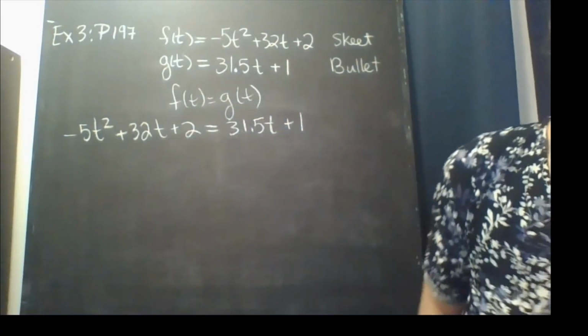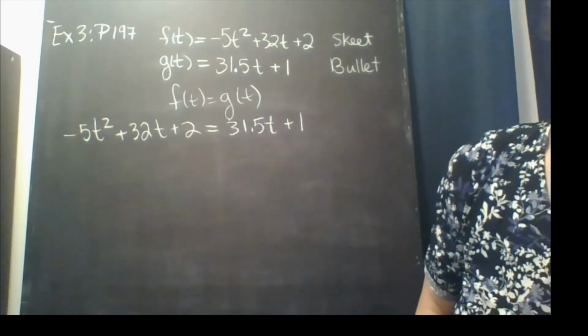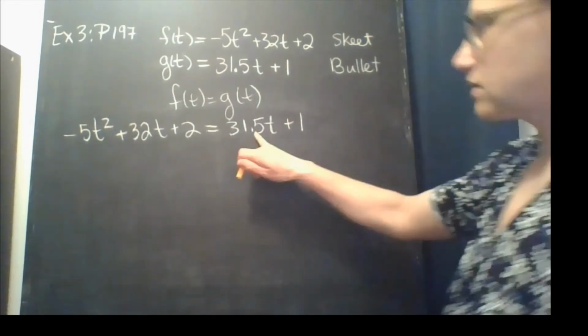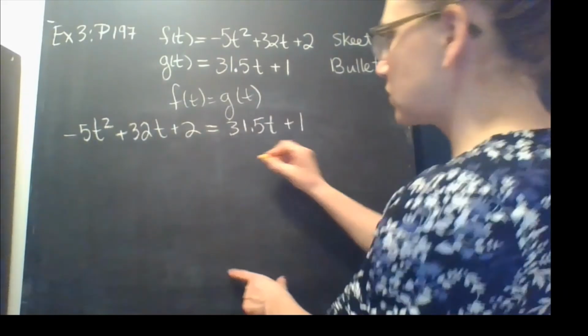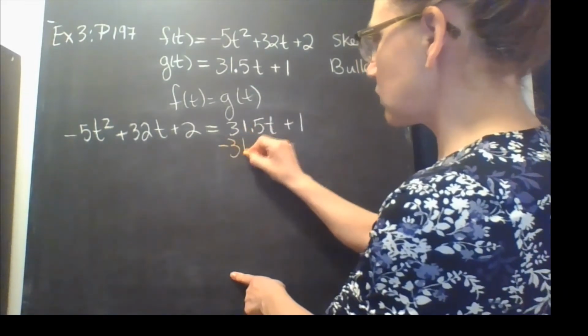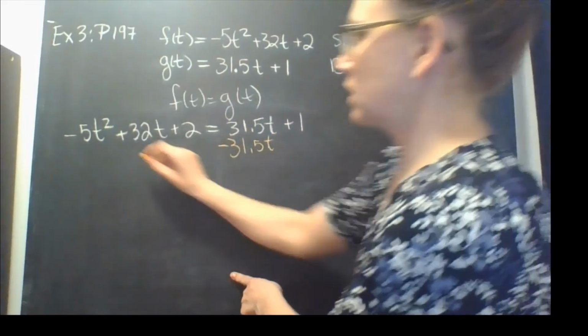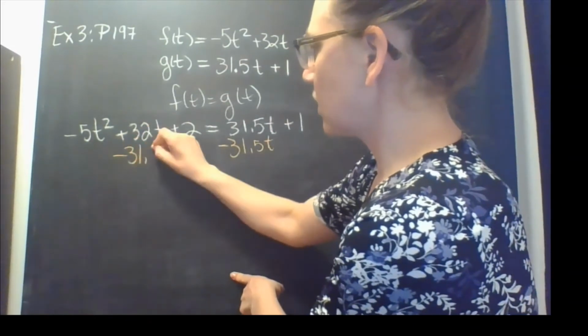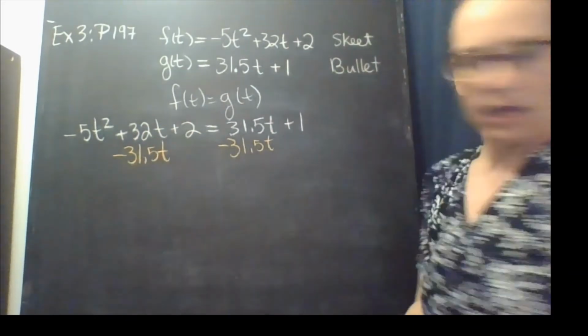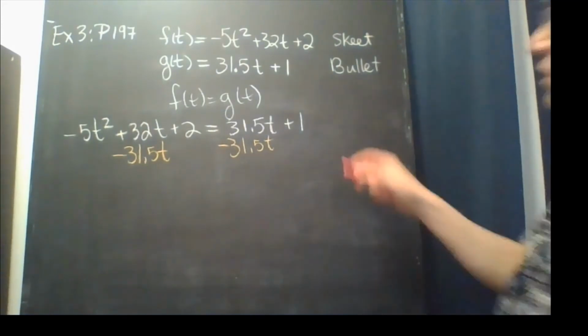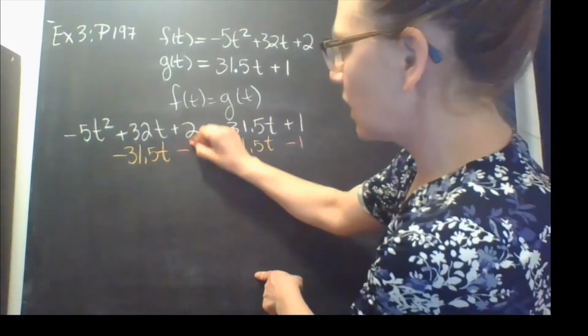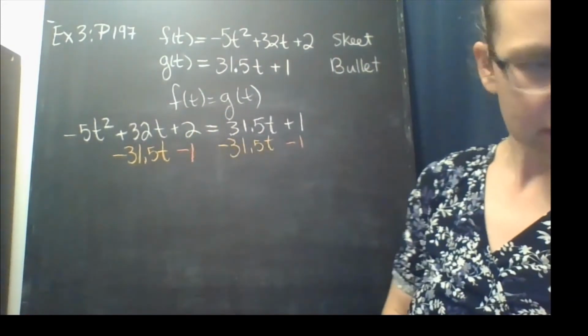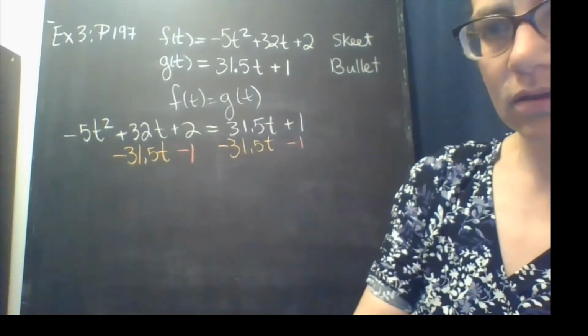Now we have to put everything over onto one side. So to do that, let's take these guys and put them over there. It doesn't really matter which one you do. So let's see, we're going to subtract 31.5t from this side, which means I subtract it from that side. And I need to subtract my 1. So let's subtract 1 from this side. And that means I have to subtract the 1 from that side. Let's see what we end up with.